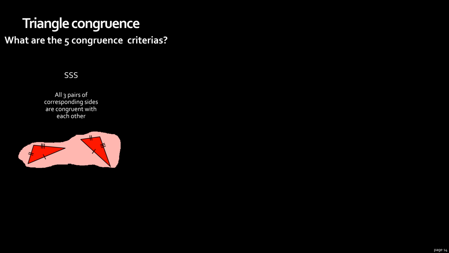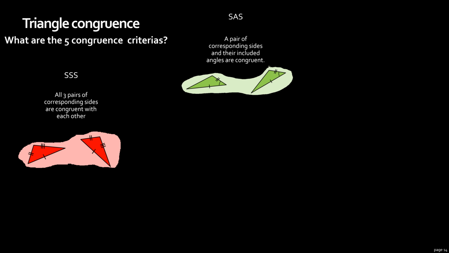So we mentioned it earlier during the presentation. So side, side, side. And side, side, side occurs when 3 pairs of corresponding sides are congruent with each other. So here, notice the corresponding sides, all 3 of them are going to be congruent with each other. Our next congruence criteria is side angle side. So we have a pair of corresponding sides and their included angles that are congruent. So notice the included angles means the angles between the 2 sides.